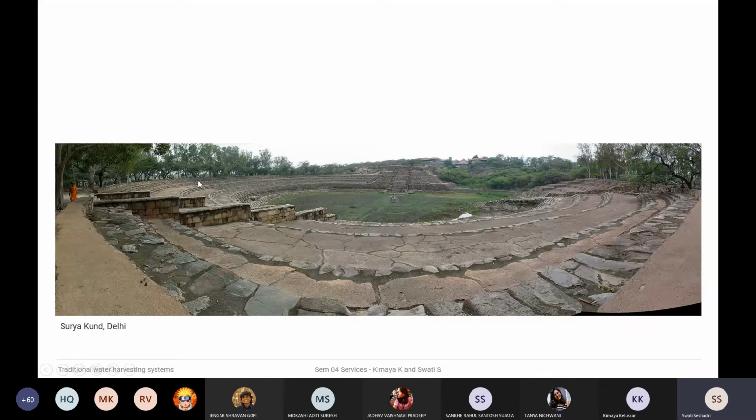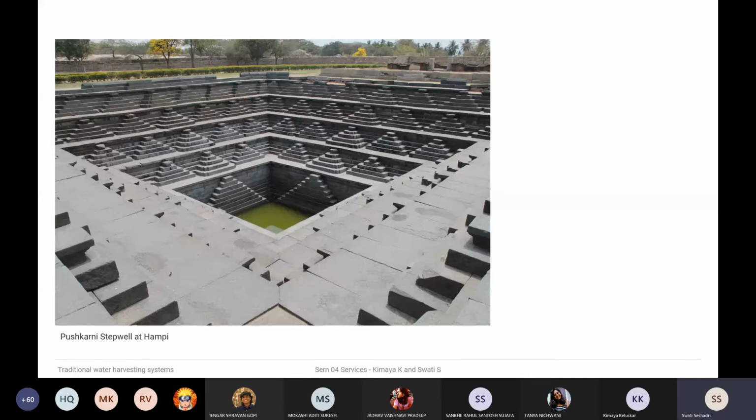Now, if this was a higher water table condition or a higher monsoon condition, then this probably would be much deeper, and depending on what your overflow level is, you would decide what the depth of this tank is. Actually, this is quite deep also. So yeah, that's that.